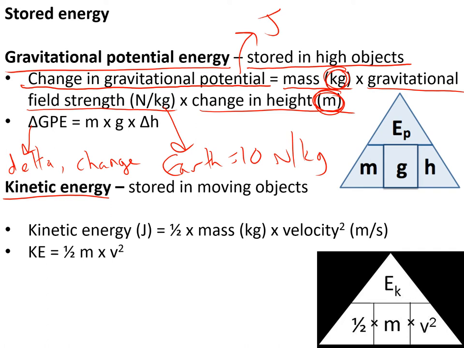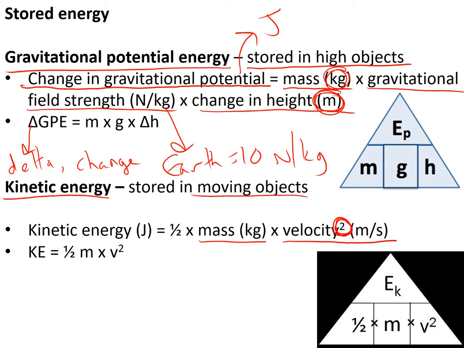Kinetic energy is energy stored in moving objects, so we can think of it as movement energy. And the equation for this is kinetic energy in joules equals half times the mass in kilograms times the velocity squared. And that's important to make sure we get that squared in there. Okay, so KE equals half times m times v squared.